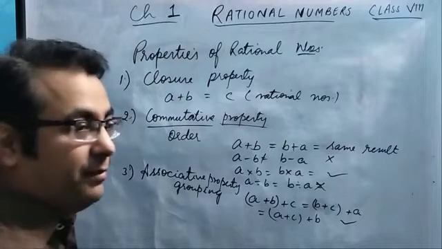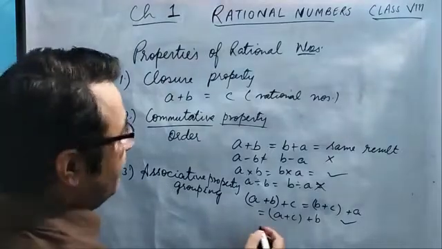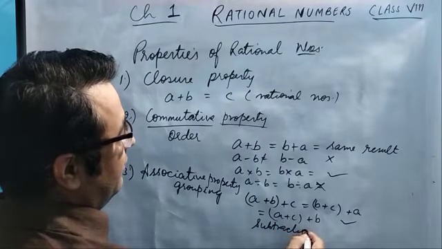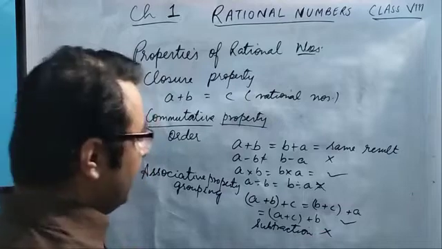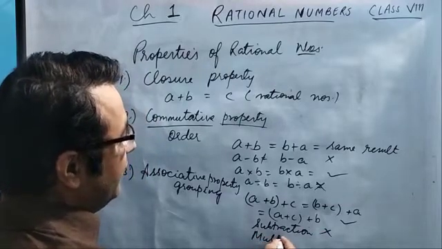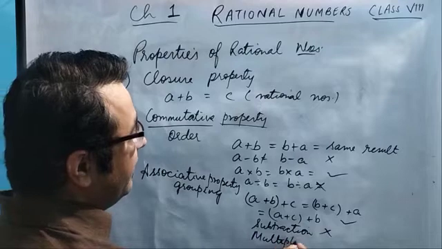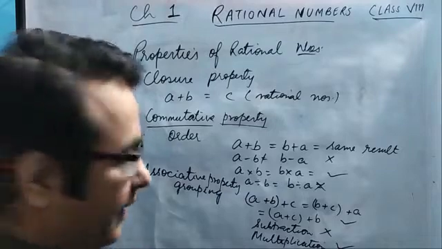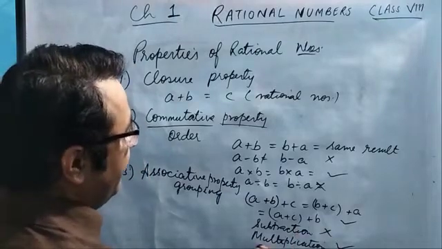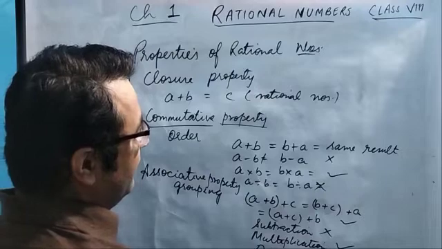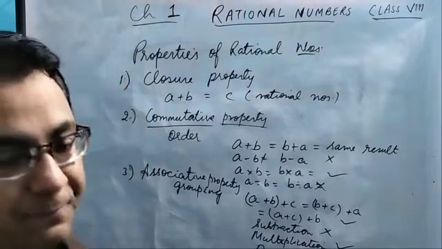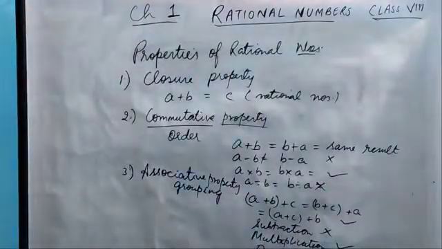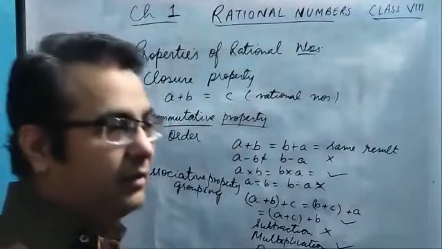Will it hold good for subtraction? No. It will not be satisfied for subtraction. So for subtraction it will not hold good. What about multiplication? We can multiply three numbers in any order. The result will be the same. So it holds good for multiplication of rational numbers. And it will not hold good for division. For division it will not hold good. So the associative property only holds good for addition and multiplication. It does not hold good for subtraction and division.